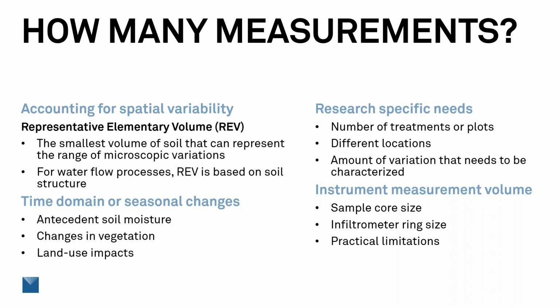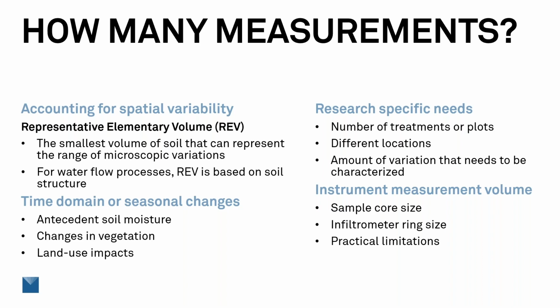Another component that has a big impact is the time domain or seasonal changes. And so what I'm talking about there are things like changes in antecedent soil moisture. What you've seen in literature is that antecedent soil moisture can have an impact on what, for example, the hydraulic conductivity is of the soil at that time. This is especially more present in soils that are expansive or shrink and swell. And I'll dive a little deeper into that as we keep going.